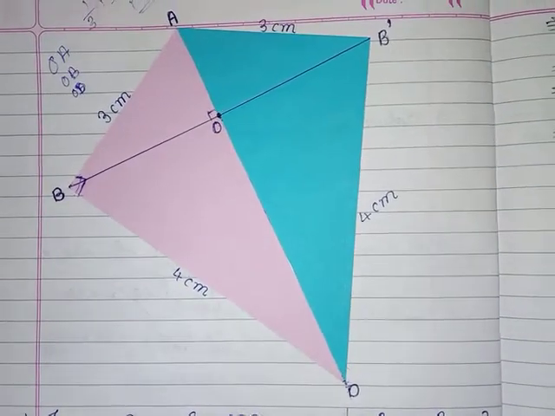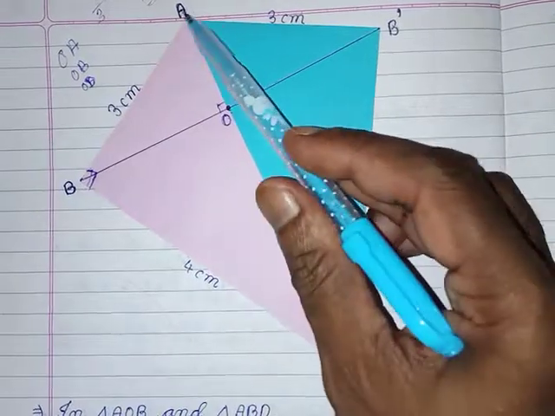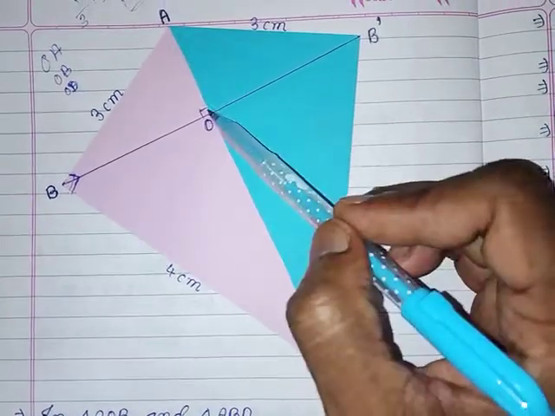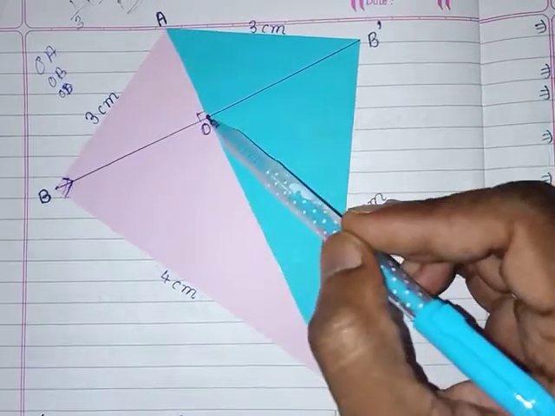Third, now it is very easy. Which sides are left? This is over, this is over, this is left. Whatever side is left, that is the third side, so that will be the ratio. So OA.